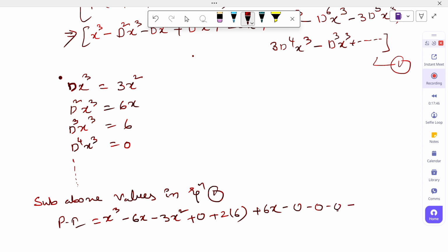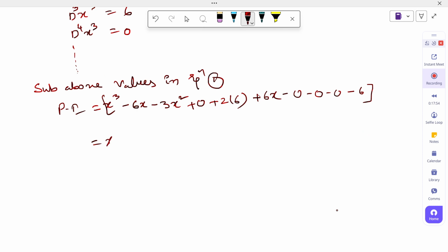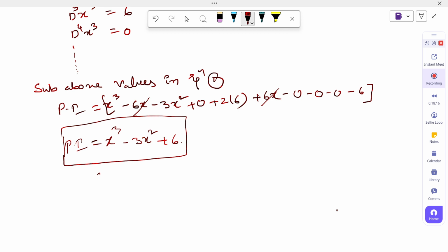Minus d cube x cube is equal to 6. Simplify this one, you will have your answer. It's equal to x cube, then minus 6x plus 6x will get cancelled, minus 3x square. The next is 12 minus 6, which is equal to plus 6. This is your PI.